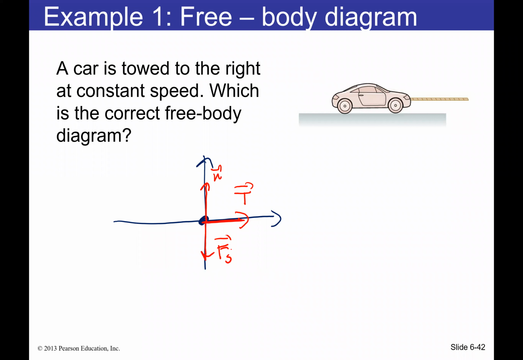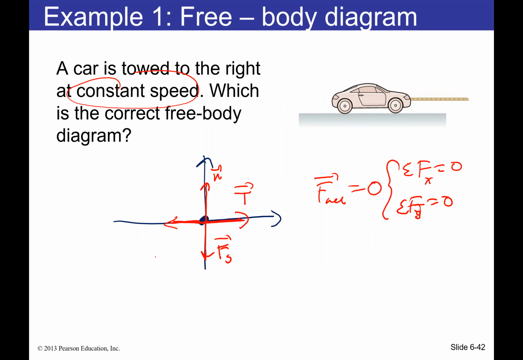Well, it would have been if the car was speeding up to the right, but we know that it's being towed at constant speed. That means net force should be 0, which means in the X direction it should be 0, and in the Y direction it should be 0. Which means in the X direction there should be another force that cancels the tension, and that's obviously kinetic friction, as we learned. There you go.